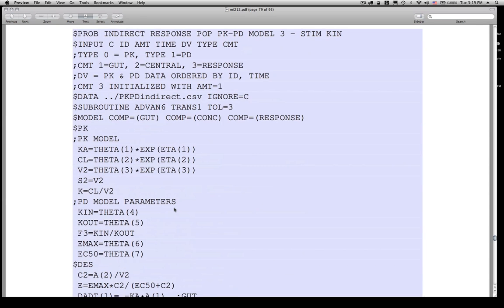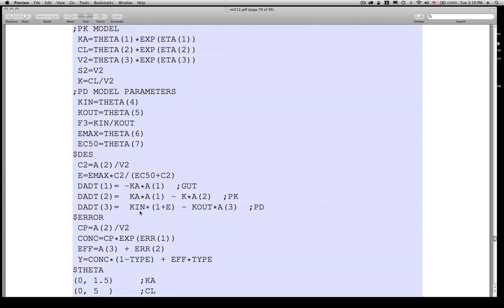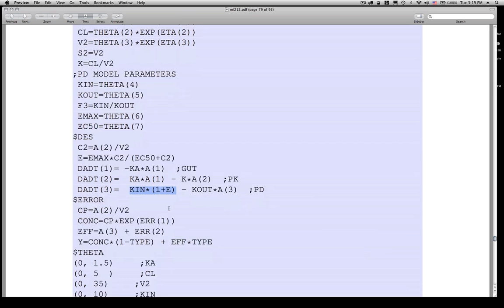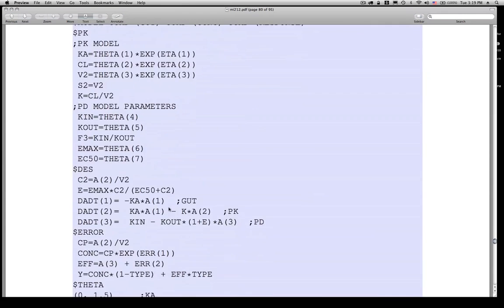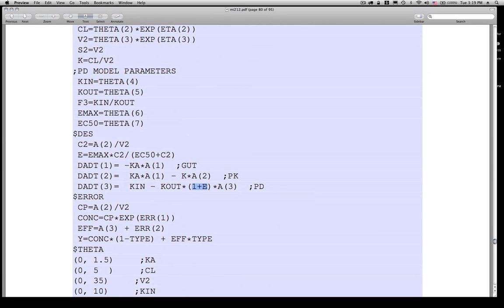Next one would be the stimulation of Kin. Stimulation of Kin allows you to build up more response more rapidly. So you're stimulating the formation of this response. And in that case, you don't have to bound E at 1, because you could have maybe more than 100% stimulation. You just can't have more than 100% inhibition of a particular response. And then similarly, we can stimulate Kout, which would lead to a rapid decrement in the response.